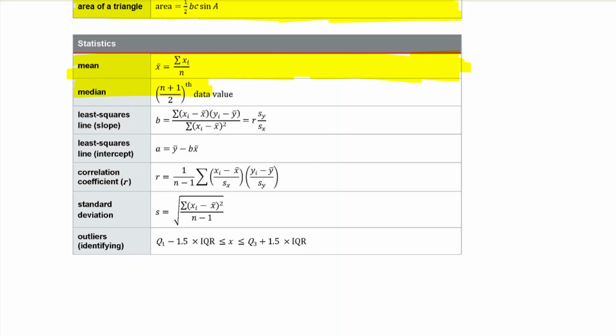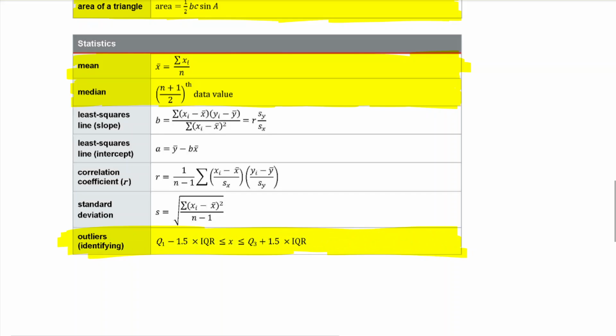Median is the n plus 1 divided by 2, and that's the position where the median will be or the middle number will be. You don't need the other formulas except for standard deviation and outliers, but I'll talk about standard deviation in a second. This is to find out outliers.